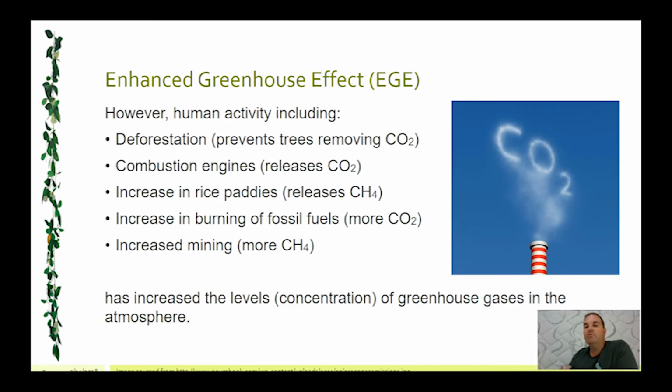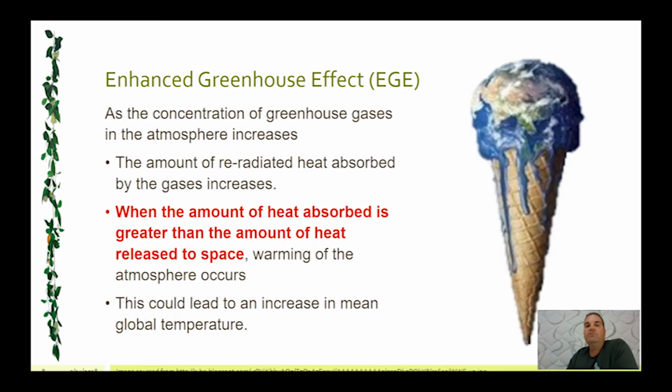Rice paddies are a really good source of methane. There's a lot of what's called anaerobic decomposition that occurs within rice paddies, and that releases methane gas. And then increased mining also releases trapped pockets of methane within the earth. All of those increase the concentration of the gases in the atmosphere, and that increases the amount of re-radiated heat from the earth that is absorbed.